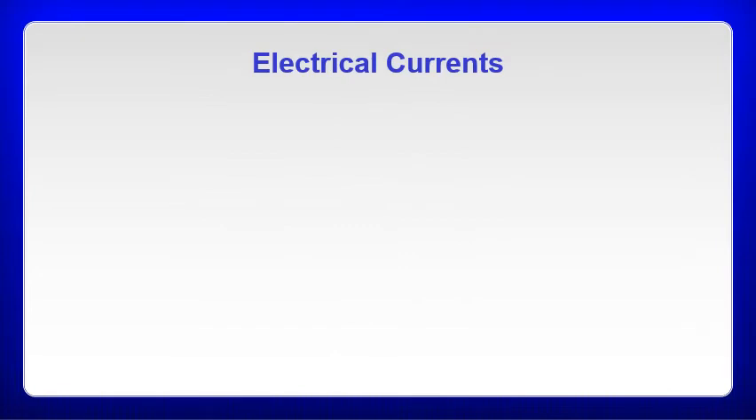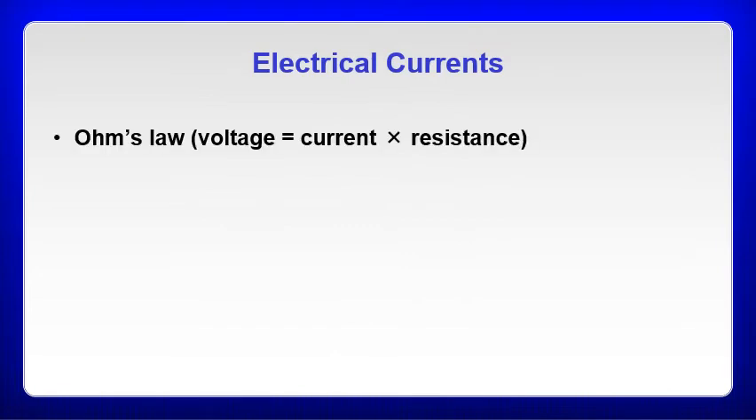Okay, looking at electrical currents. So again, Ohm's law. The resistance is measured in ohms, and that's the equation that we have up there. Voltage is equal to current times resistance. So as the resistance increases, you need more voltage.